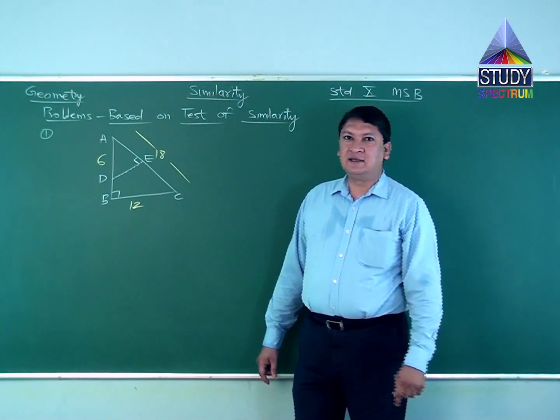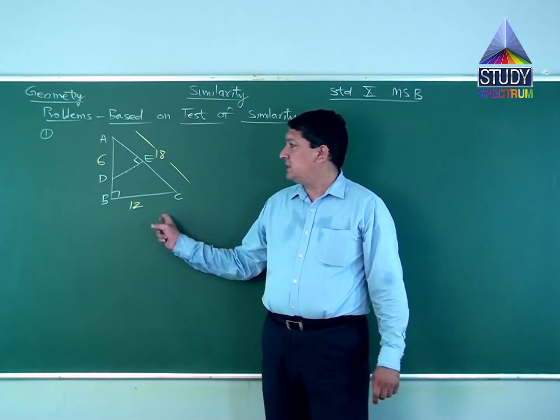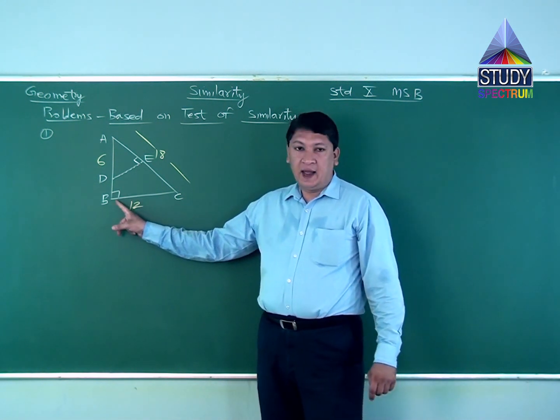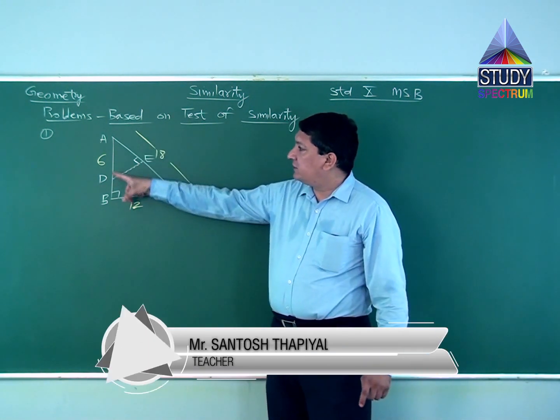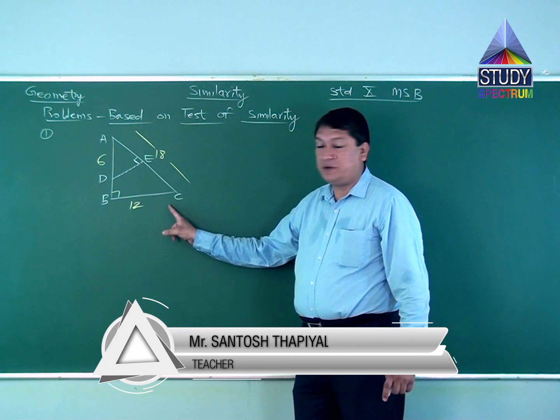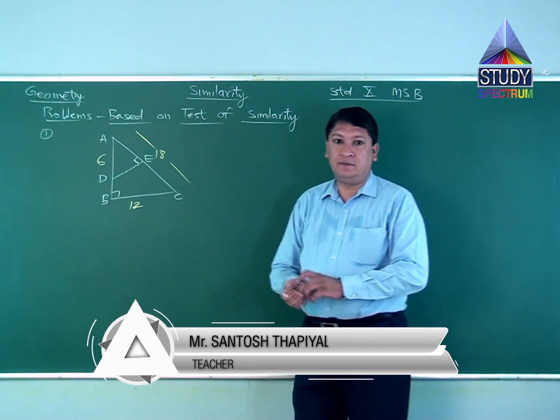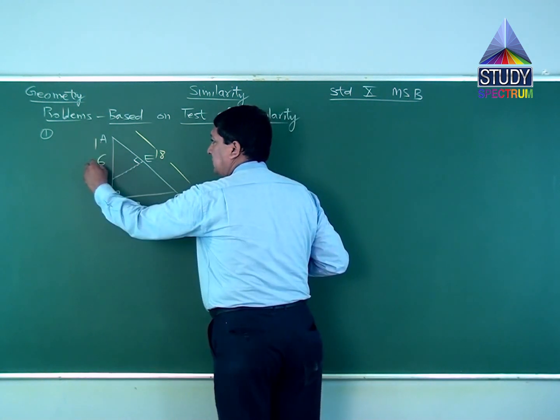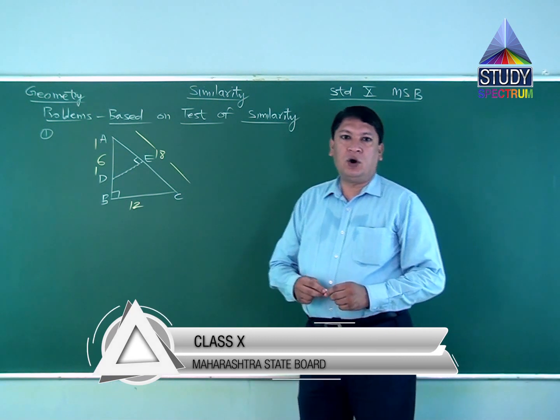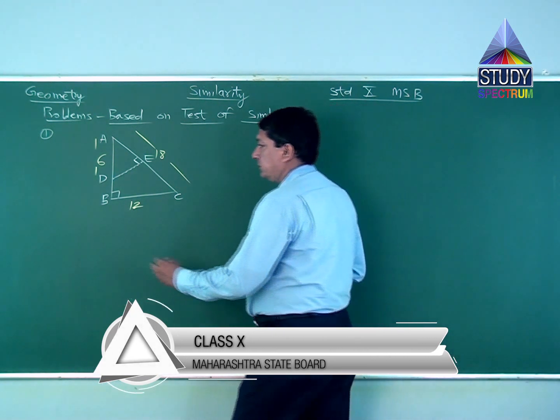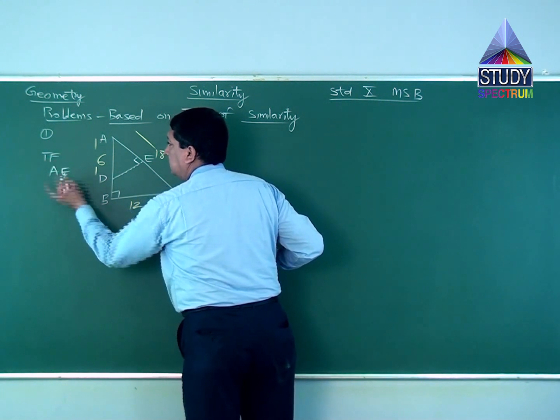Okay, so we are taking some problems based on similarity. The first problem which I have taken is a triangle where angle B is 90 degrees, angle E is 90 degrees, the value of AD is given to us as 6, the value of BC is given as 12, and the value of AC is given as 18. So I'll mark it properly. For BC, AD is 6. Now in this we need to find out the value of AE. That is, AE is how much?